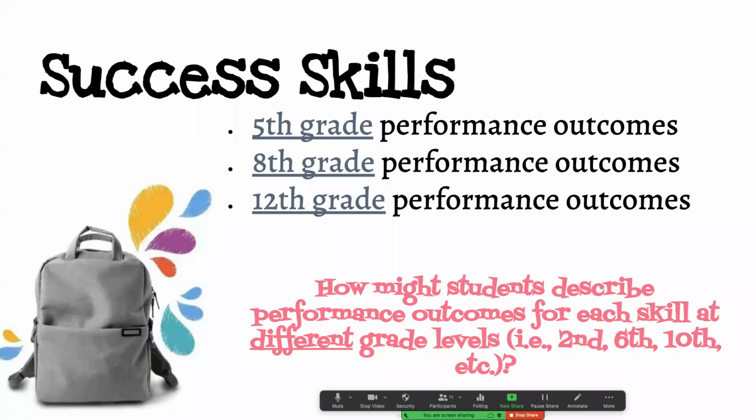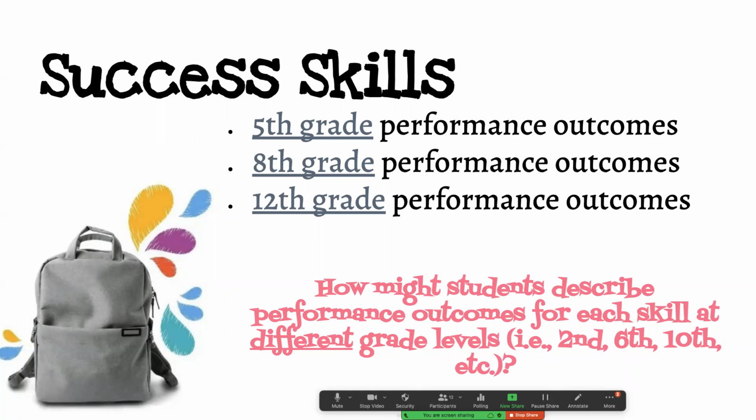However, what we haven't done is give those progressions of what it looks like K through 5, 6 through 8, or 9 through 12. So how might we work with our students to help them create and describe those performance outcomes? What would our students say a 3rd grade emerging innovator looks like? What would a student say a 10th grade emerging innovator looks like? Those are the goals we need to start getting students to think about and set for themselves. How are they growing in these success skills, rather than seeing it as a one and done?